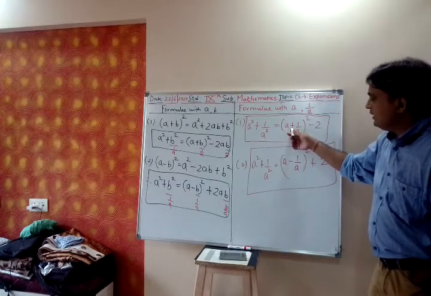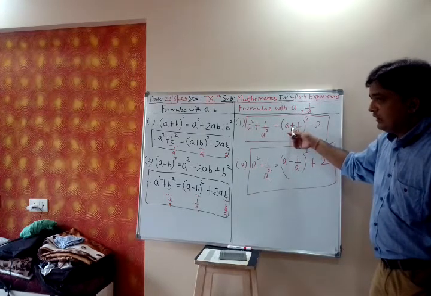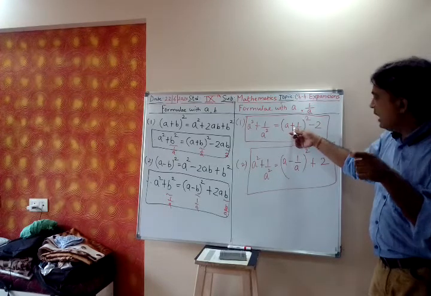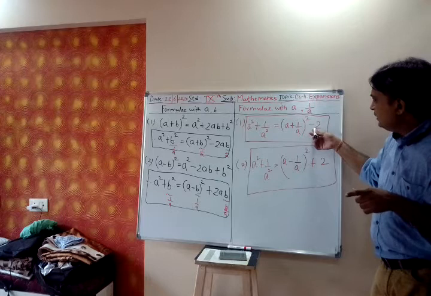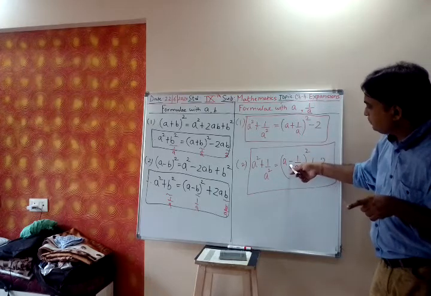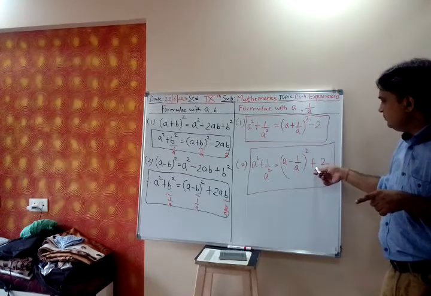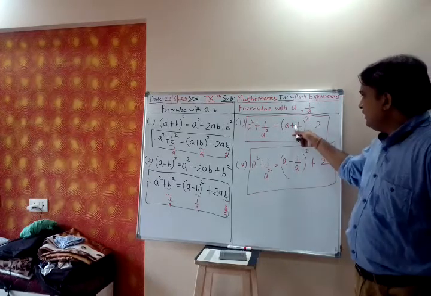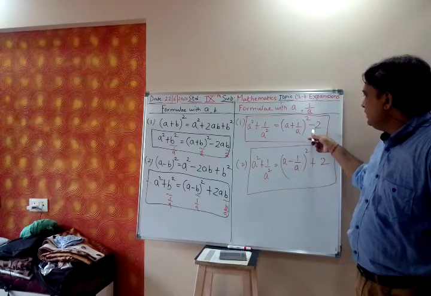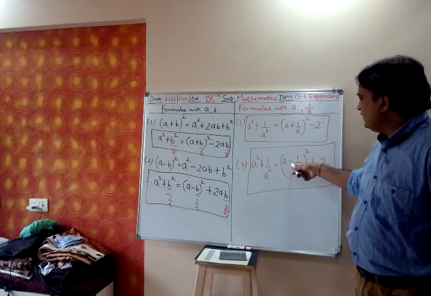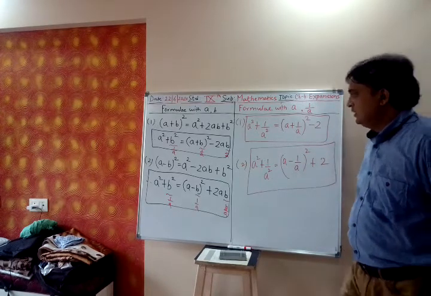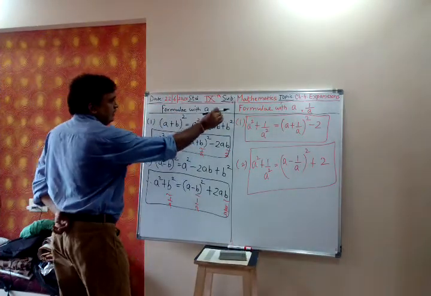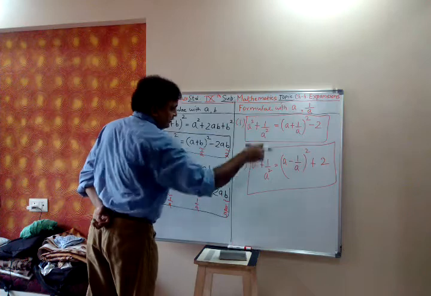When inside bracket there is plus sign, mute the microphone. Inside bracket plus sign, outside I will have minus. When inside bracket minus sign, outside I will have plus sign. So this you have to remember. Inside bracket plus sign, outside I have minus. Inside bracket minus sign, outside I have plus sign. So these are formula for a and b, and then the same variable a and 1 upon a.